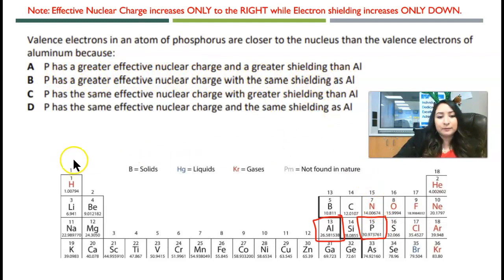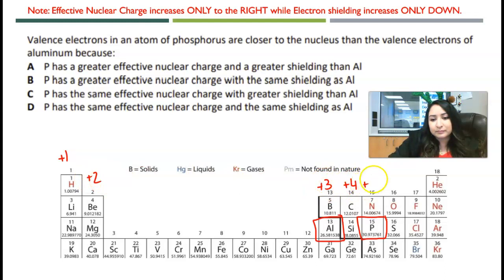For effective nuclear charge, remember, it's the same thing as finding the valence electrons, except remember with Zeff it has positives in front. So phosphorus has a Zeff, an effective nuclear charge, of 5. Aluminum has 3. So which one has greater? Phosphorus has a greater effective nuclear charge. So we can go ahead and cancel out C and D because phosphorus has the greater one.